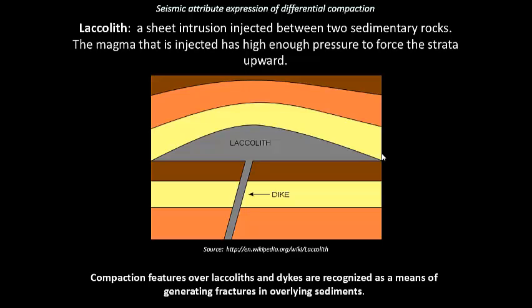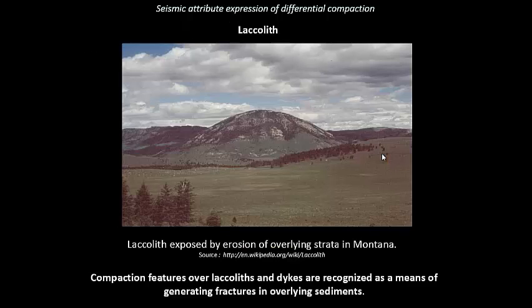Now, here is an example of a laccolith where you see a sheet intrusion injected between two sedimentary layers. That is, the magma is injected at high enough pressures to force the strata upwards. An example of a laccolith, which I picked up from Wikipedia on the internet, is exposed by erosion of overlying strata in Montana.